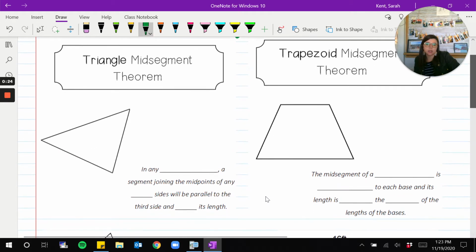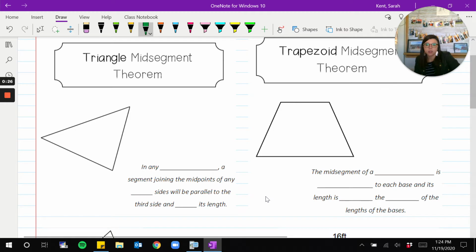Here's our definition. For triangles, in any triangle, a segment joining the midpoints of any two sides will be parallel to the third side and half its length. So our mid-segment will look like this.